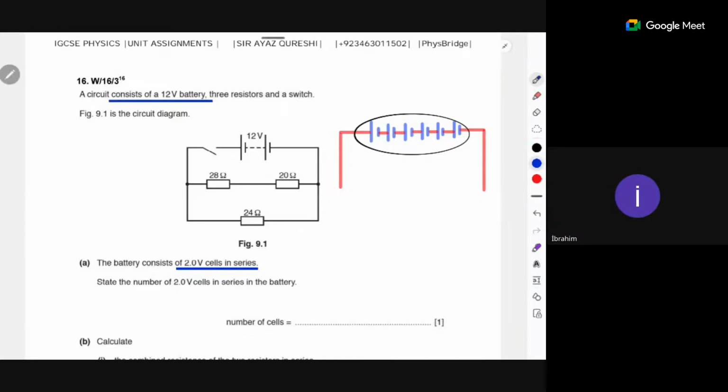Now this is a 12-volt battery. So each cell is how much? 2 volt. So how many cells did I connect? 6 cells, right? Because the method is: the total voltage is 12 volts divided by 2.0, you will get 6. Is it clear to everyone?